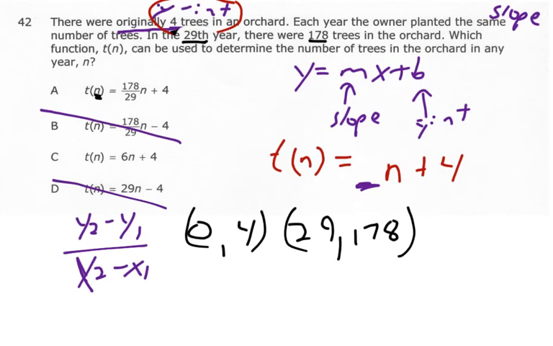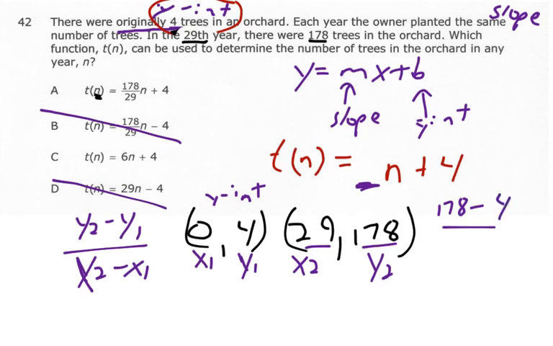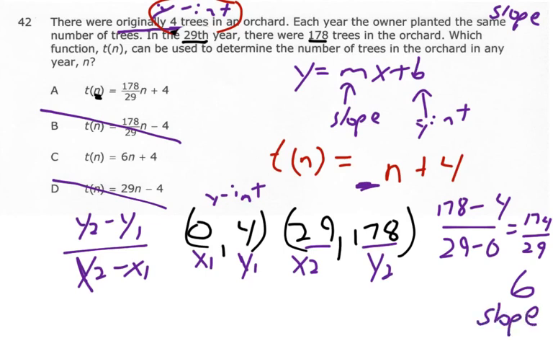So we have 2 ordered pairs. We just had to look for them a little bit. We have a y-intercept, and then we actually have another ordered pair. 29th year, it's 178 trees. So now I just label these x1, y1, x2, y2, and I just plug them into my formula. So 178 minus 4 over 29 minus 0. So it's 174 over 29. If I divide that out, I get 6. So 6 is my slope. So now that I have that, I just plug it in, and my equation is going to be C.